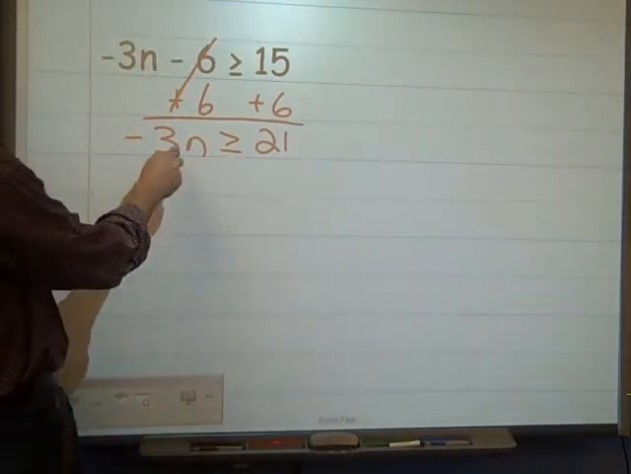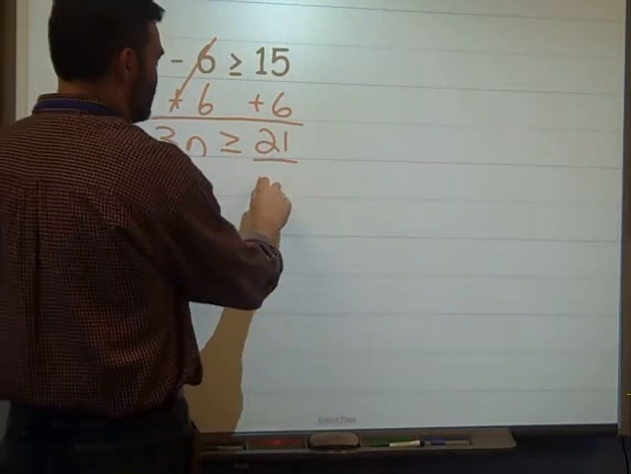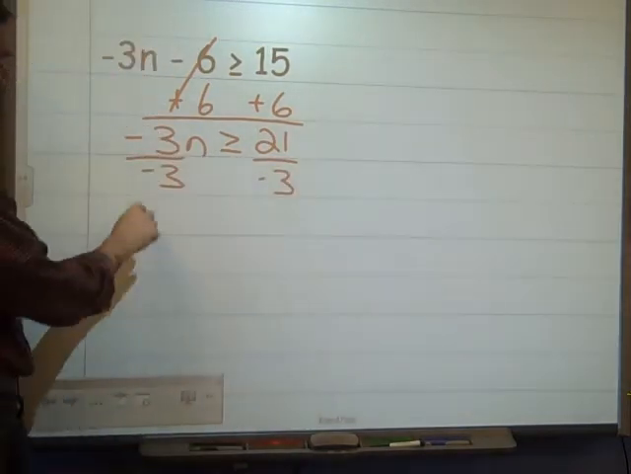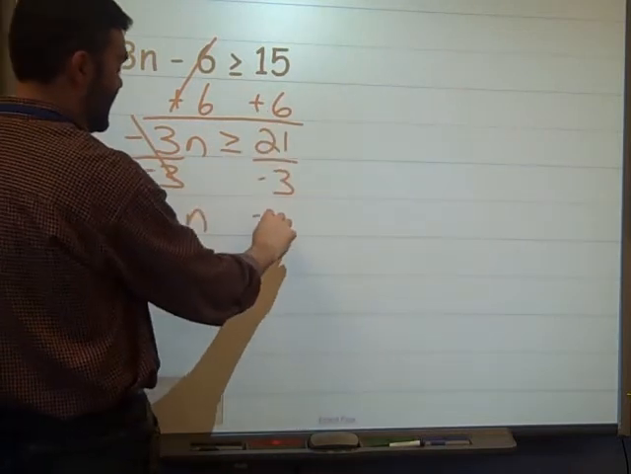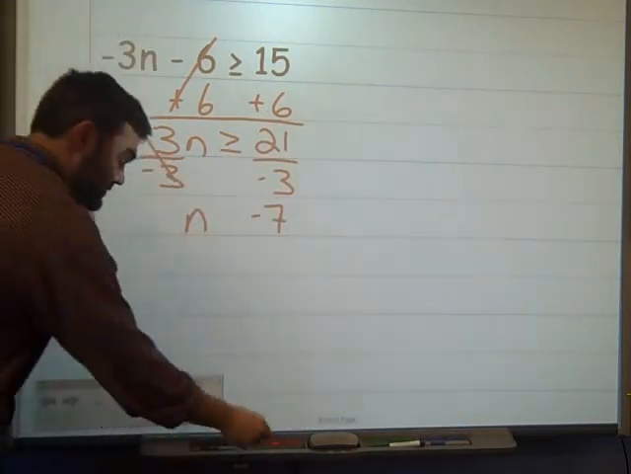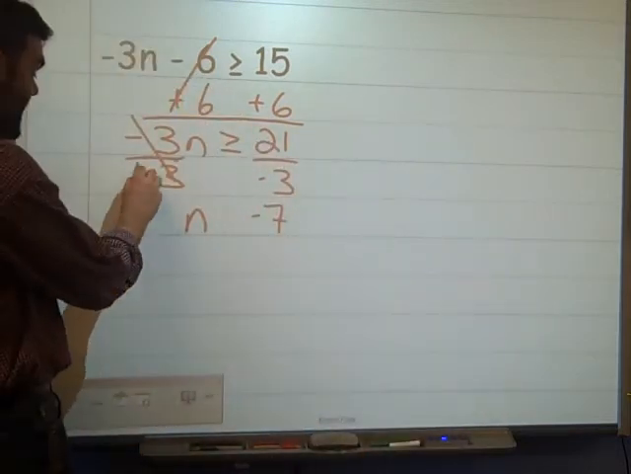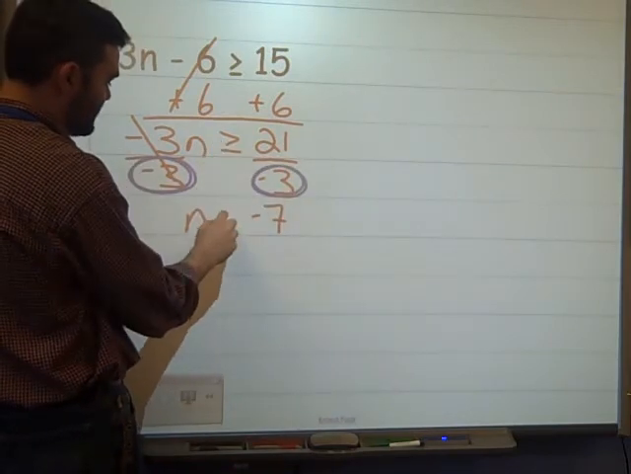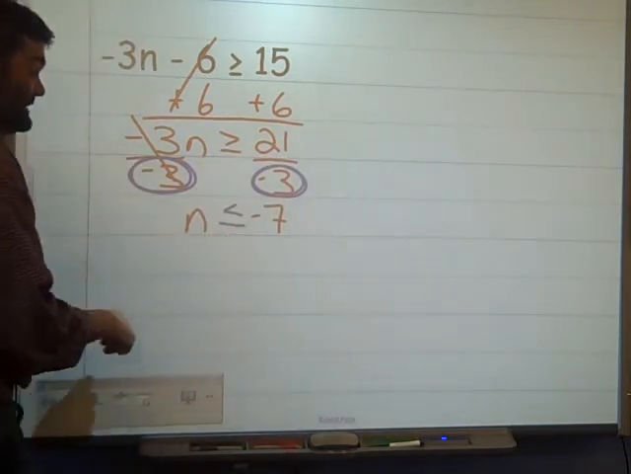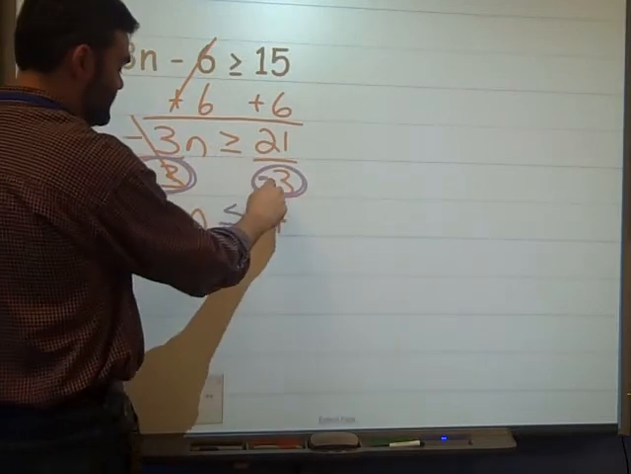Good. Now, it's a negative 3 times n, so to get rid of that, we're going to divide by negative 3. Divide by negative 3. When those go away, I'm left with n. And over here, I got negative 7. But here is what we were talking about on our second step. When we divide by a negative, this number here, that causes this to flip over. That is the key. When you multiply or divide by a negative, the sign flips over. So because this is negative, we flip.